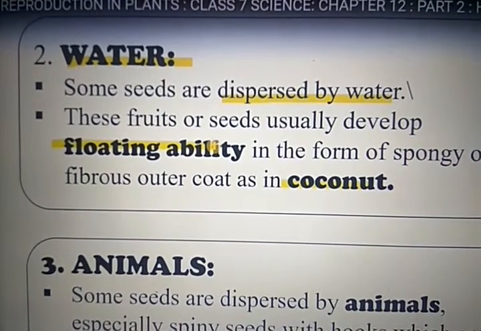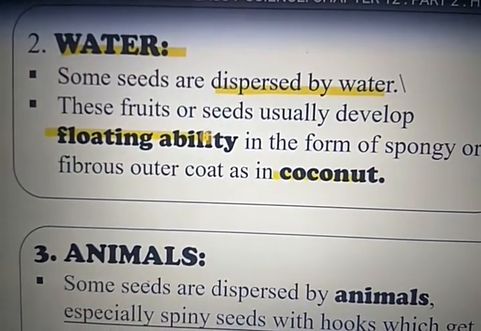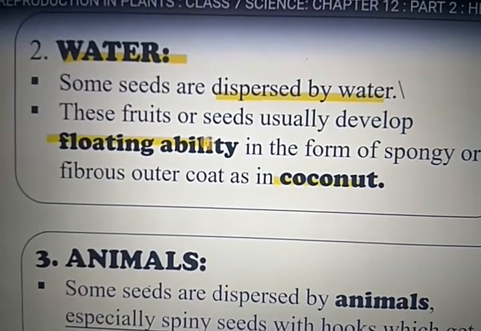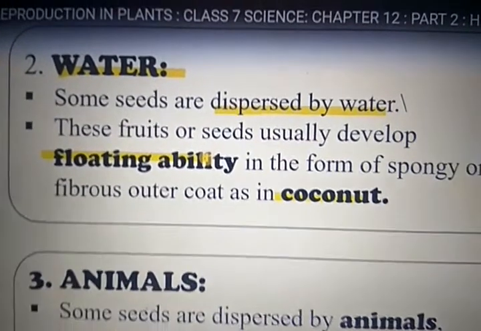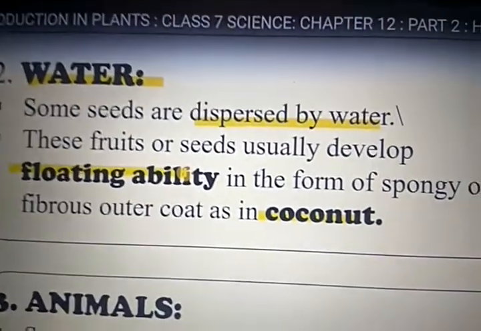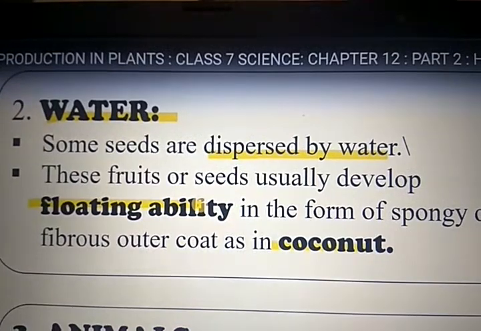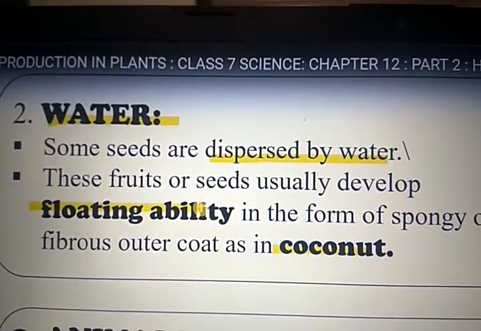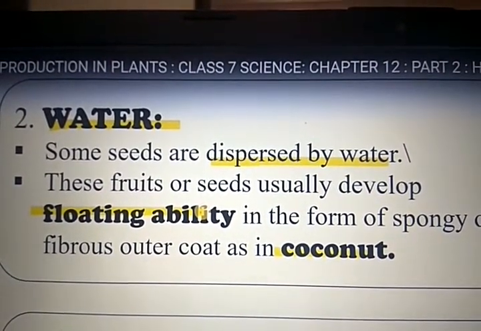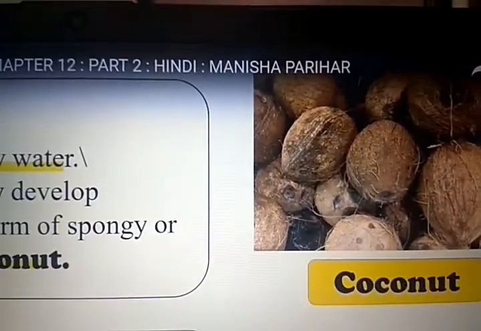Then the next part, seeds dispersed by water. Some seeds are dispersed by water. These fruits or seeds usually develop floating ability in the form of a spongy or fibrous outer coat. So this seed dispersed through water, the best example is coconut.